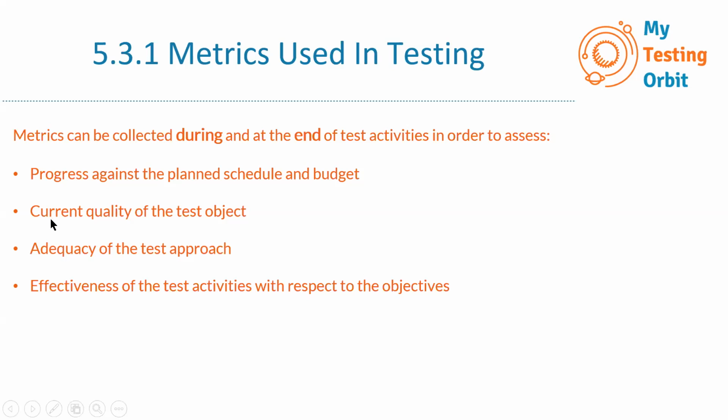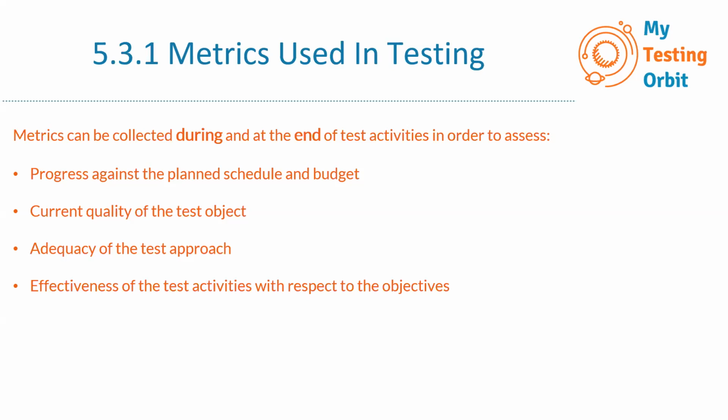And the second one is the current quality of the test object. Every test object will have a certain quality, and of course it can't be measured until you start any test activity. So how you assess the metrics will also be based on the current quality of the test object. We will go through the test metrics as well. What will be the test metrics which we usually include, shortly, so then that will be more clear.